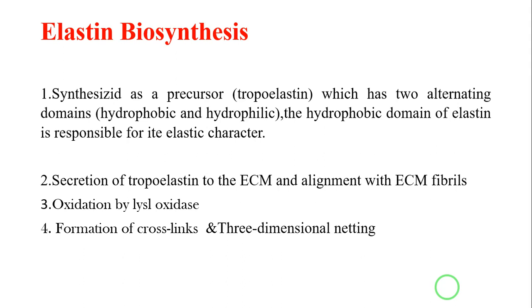The biosynthesis is somewhat similar to that of collagen. Also, it is synthesized as a precursor, and this precursor of elastin is called tropoelastin. It has two major types of alternating domains. One is hydrophilic and the other is hydrophobic. Hydrophilic means it's rich in certain amino acids like lysine and alanine, while hydrophobic means rich in another type of amino acid, for example glycine and valine.